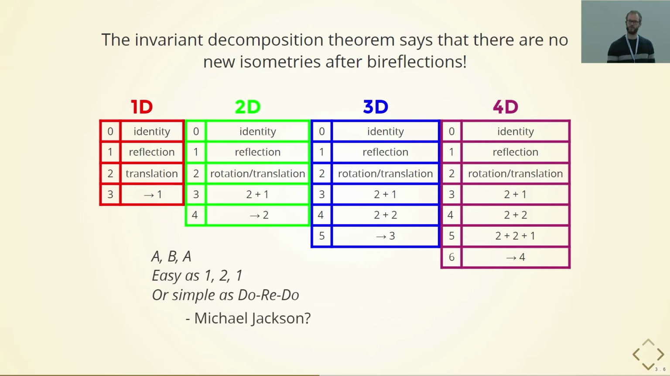And so you might be familiar with the famous song ABC by Michael Jackson. ABC, easy as 1 2 3, or simple as do, re, mi. Right? So this is a good mnemonic for the fact that nothing new happens after that.